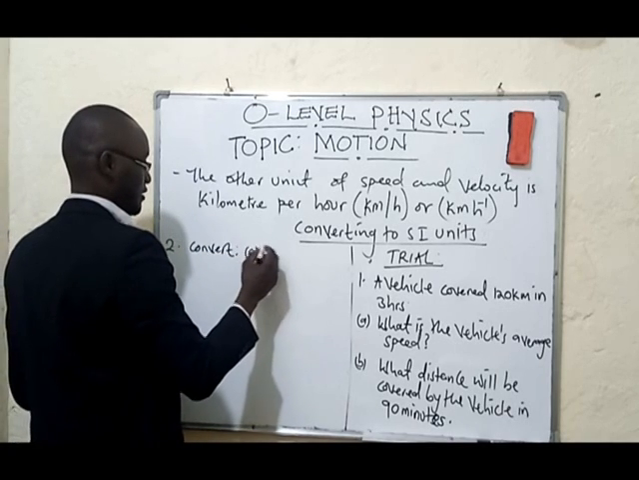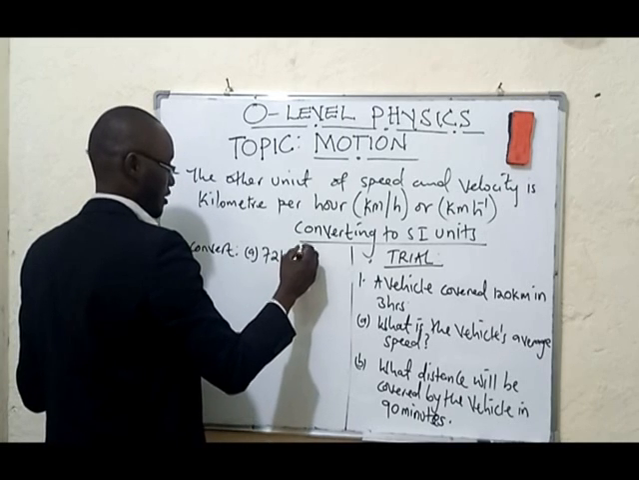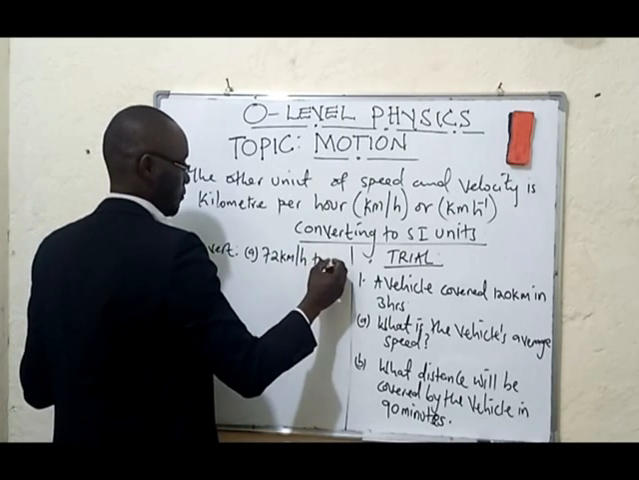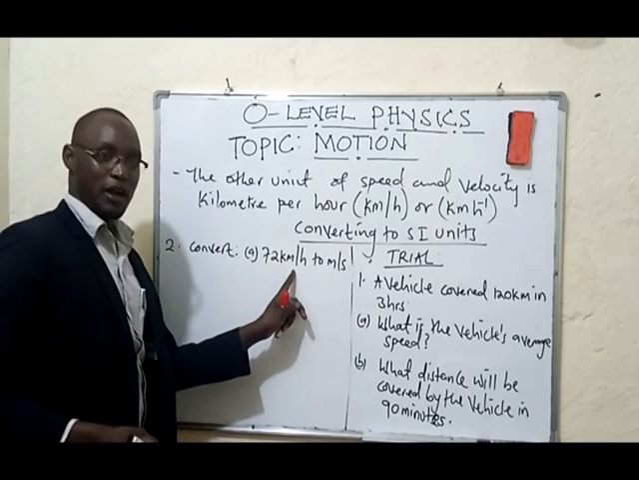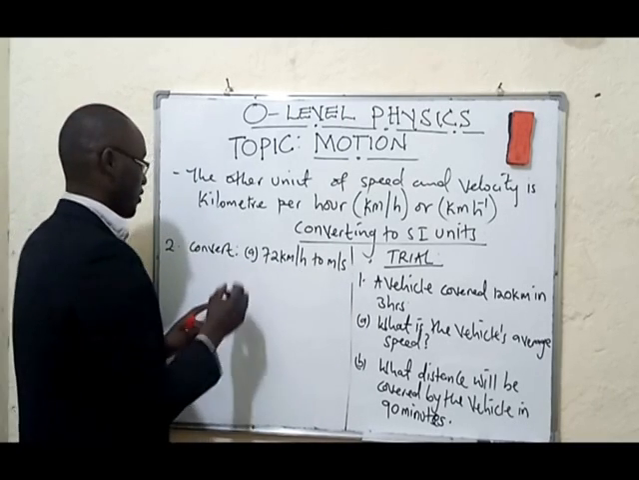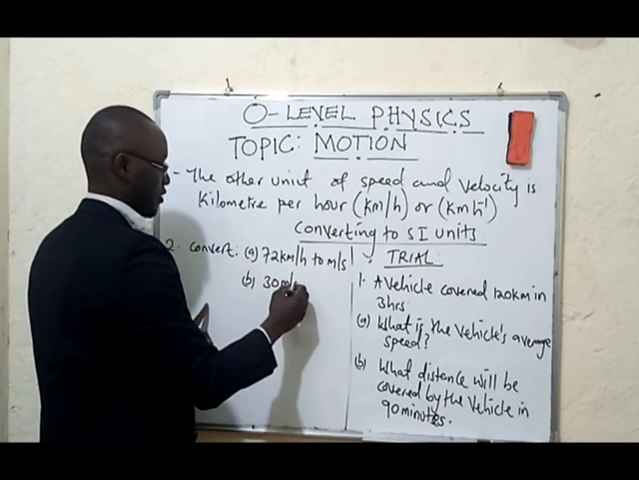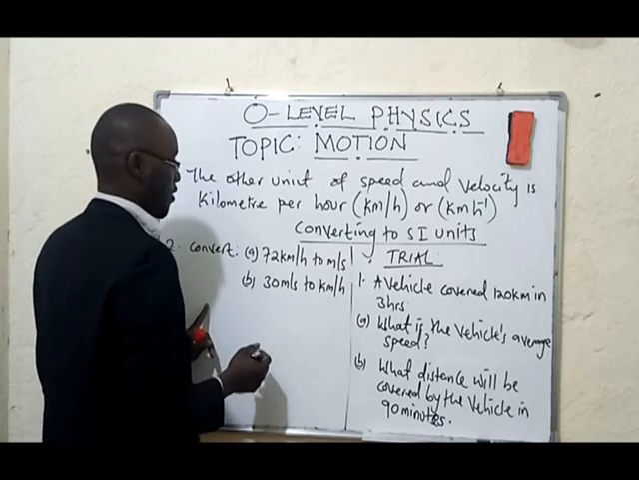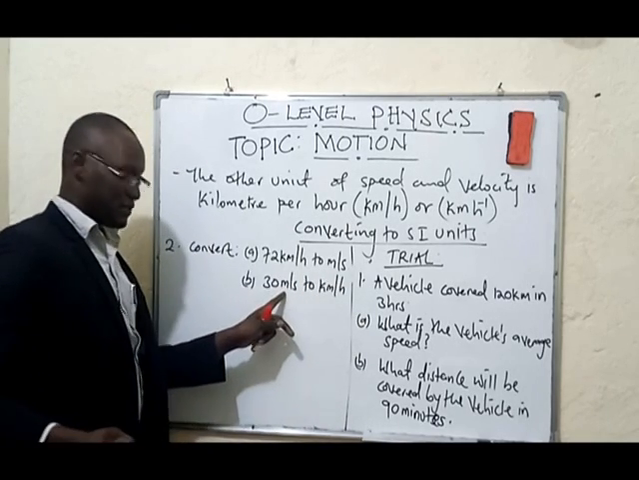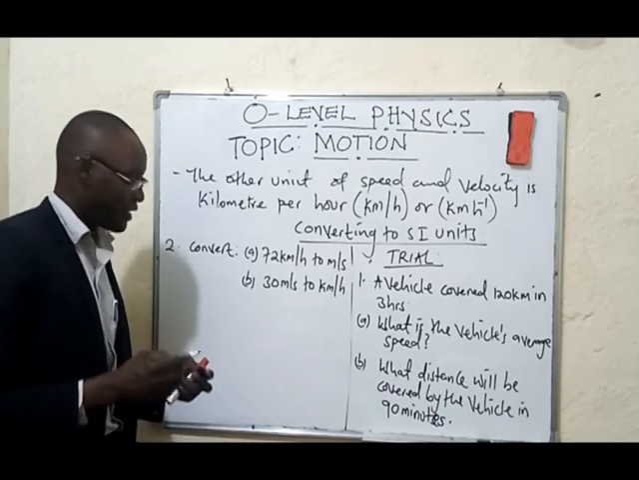Part A, 72 kilometers per hour to meters per second. Not kilometers per hour to meters per second. Then part B, assuming I have 30 meters per second to kilometers per hour. Not meters per second to kilometers per hour.